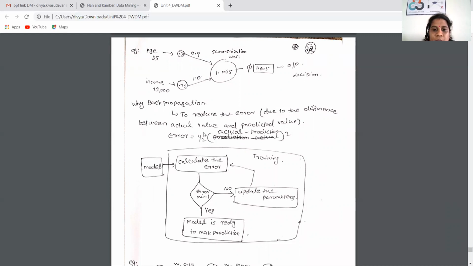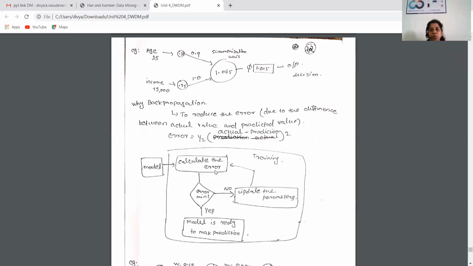Error is equal to 1/2 times (actual minus prediction) whole square. That means the actual output that is there in the training data minus the output that we calculated. So this is the error. If the error is minimum, that indicates that our model is ready, and we can use it for prediction. If not, then we have to update the parameters, which means we need to reassign the weights and go through the process again.